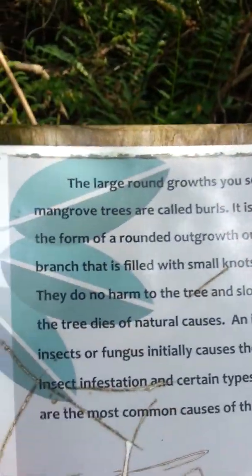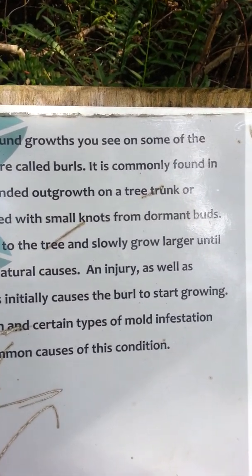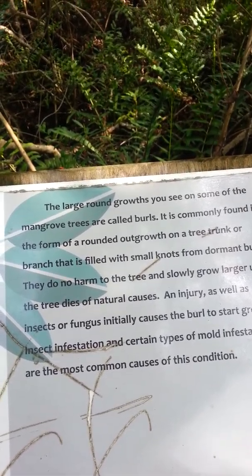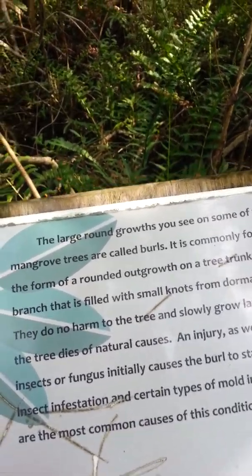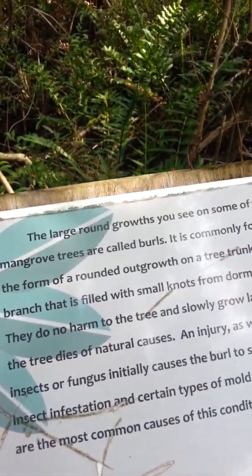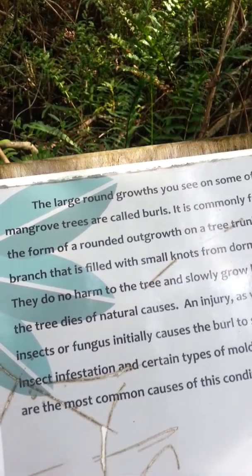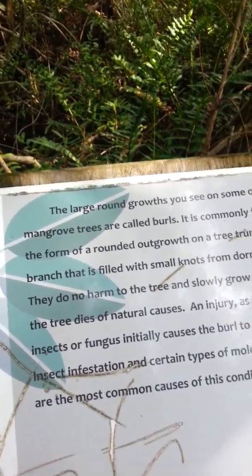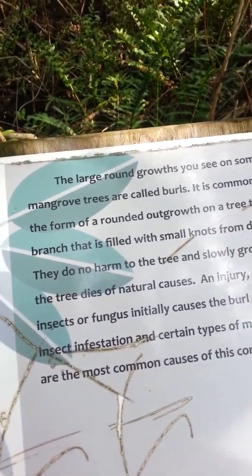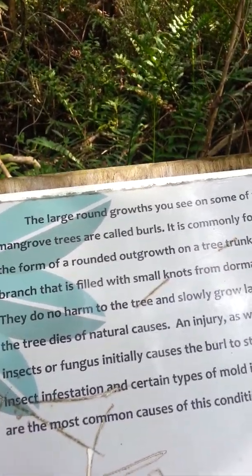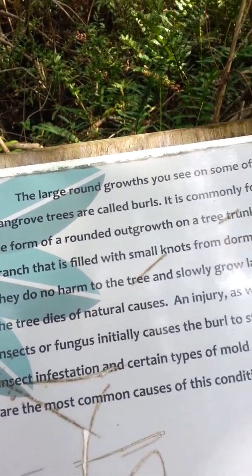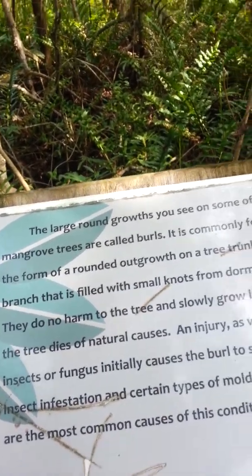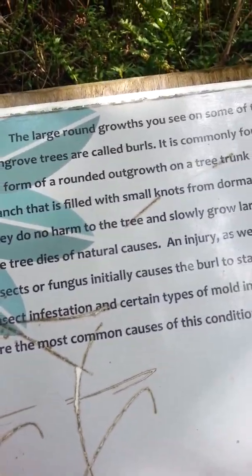Number 7. The large round growths you see on some of the mangrove trees are called burls. It is commonly found in the form of a rounded outgrowth of a tree trunk or branches that is filled with small knots from dormant buds. They do no harm to the tree and slowly grow larger until the tree dies of natural causes. An injury, as well as insects or fungus, initially cause the burl to start growing. Insect infestations and certain types of mold infestations are the most common cause of this condition.